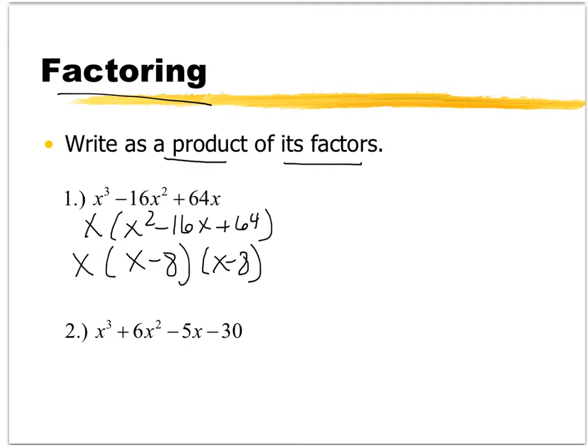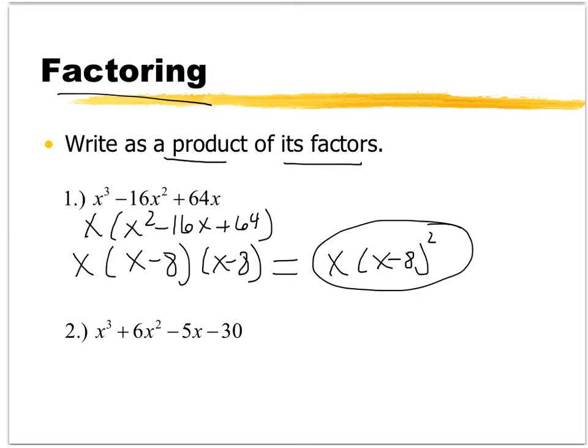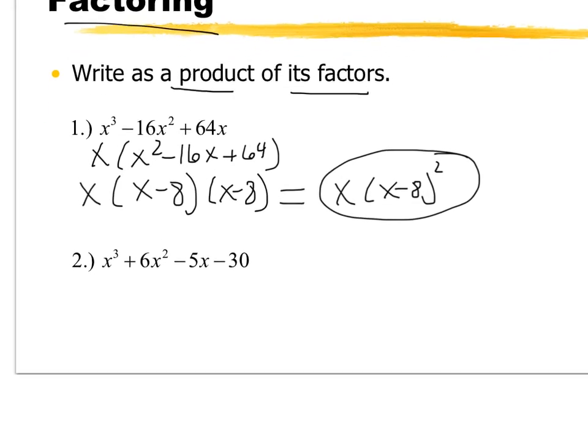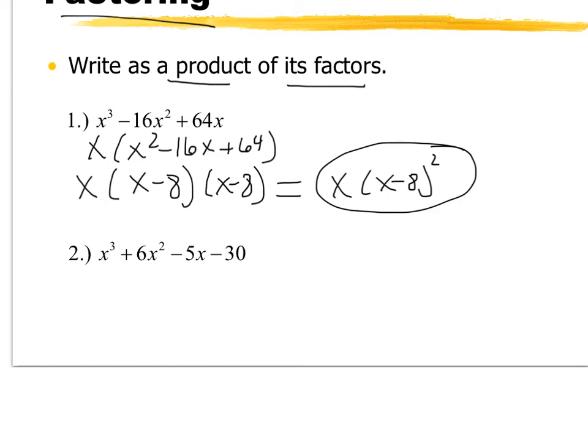So now I've got 1, 2, 3 factors for a cubic. I've written it as a product of its factors. A shorthand way to write this, because x minus 8 is the same as x minus 8 quantity squared. Okay, the next one, slightly different.